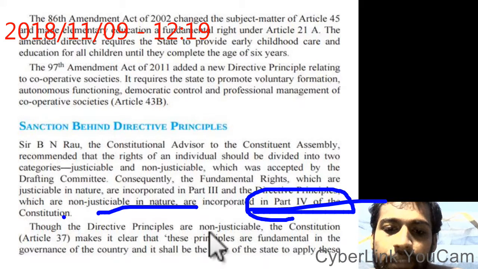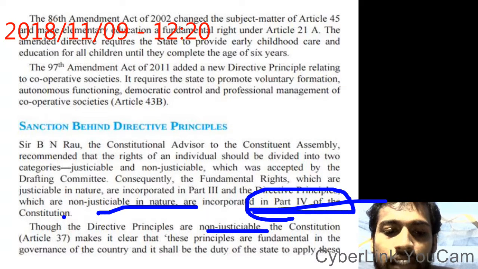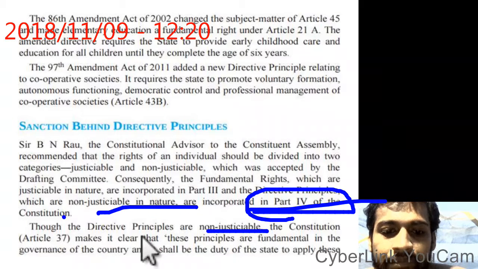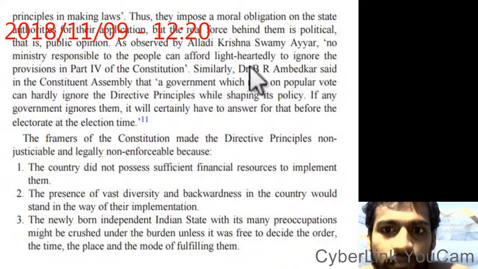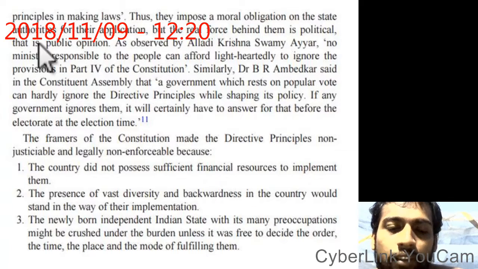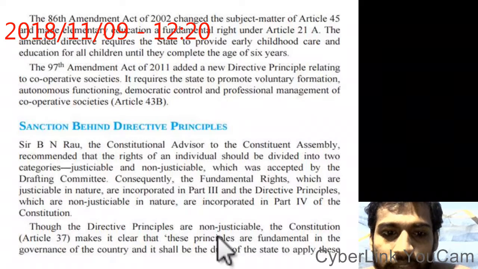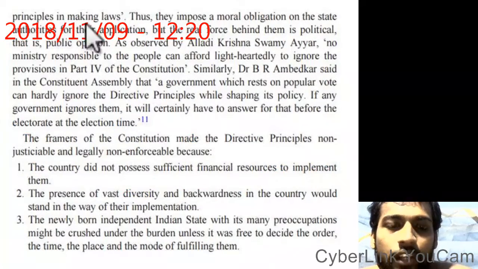Though the directive principles are non-justiciable, Article 37 makes it clear that these principles are fundamental in the governance of the country, and it is the duty of the state to apply these principles in making laws.